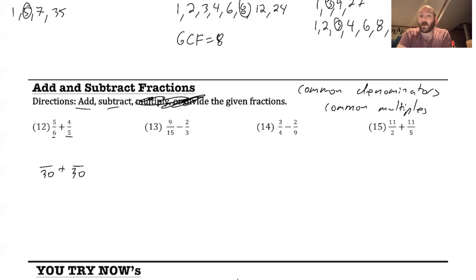Well, I take a look at those denominators. In order to turn 5 into 30, I got to multiply that by 6, which means I'm going to do the same thing in my numerator. That's a nice little thing I can do, a handy trick. The reason I can do that is that 6 over 6 is just 1.